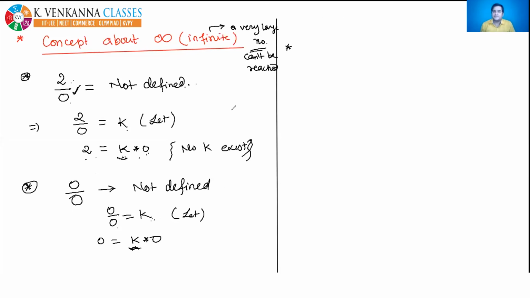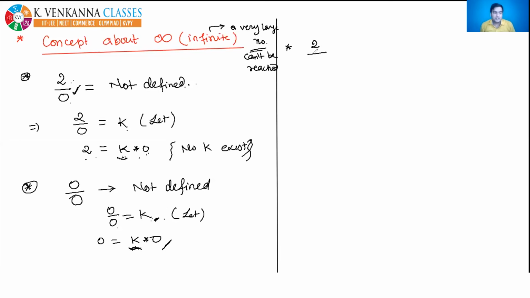Now move to the next. Suppose k is equal to 1, I told you you can take anything. k is equal to 1, k is equal to 2, k is equal to 3, k is equal to 4, k is equal to 1.1, anything you can take. For all k this is true, but there is no fixed k, and that's why I am telling you 0 by 0 is not defined. Okay, now come to the next.